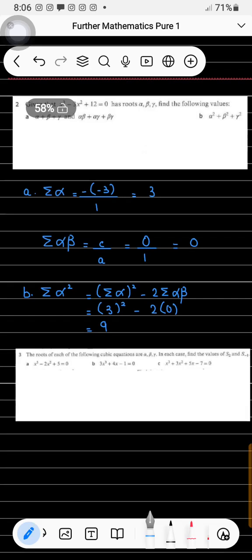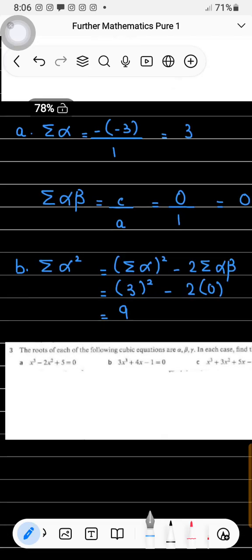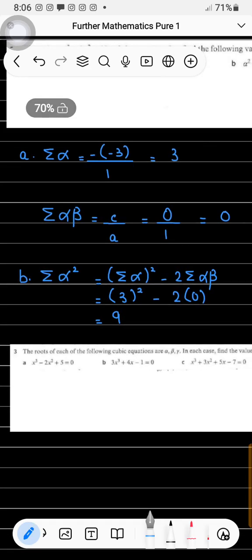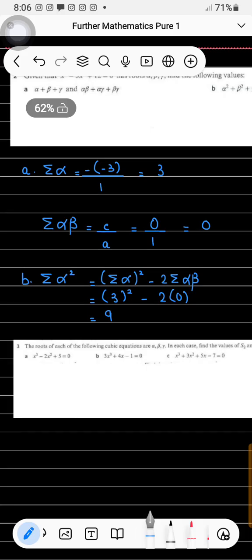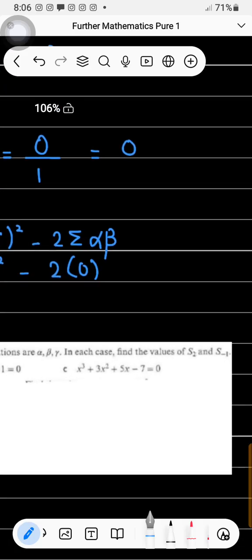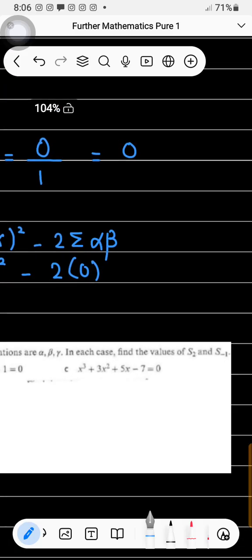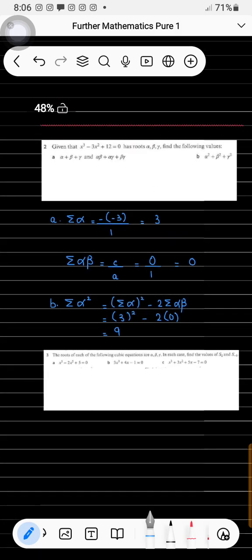Yes, this is question 3. The roots of each of the following cubic equations are alpha, beta, gamma. In each case, find the values. The 3 equations are given. There are 3 parts. We will solve these 3 parts. It asks, in each case, find the values of S2 and S minus 1. Okay, we will solve it.